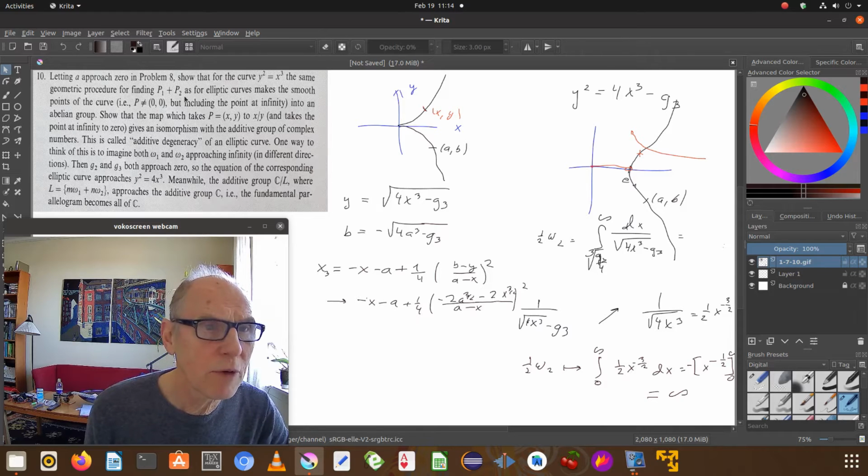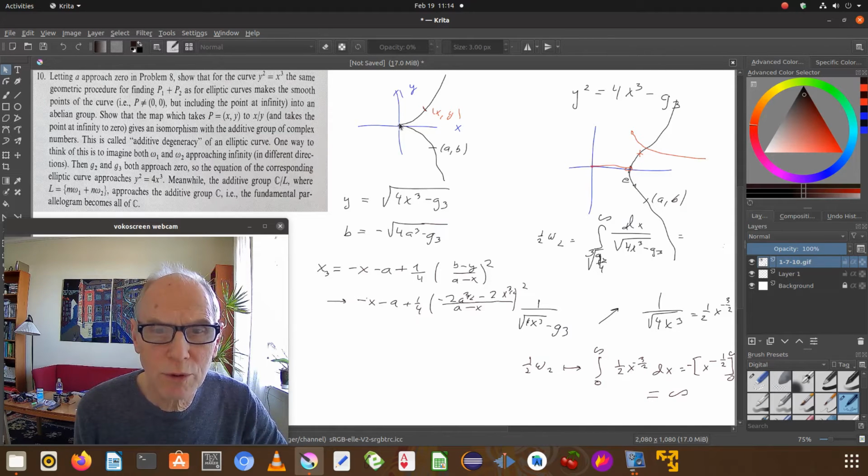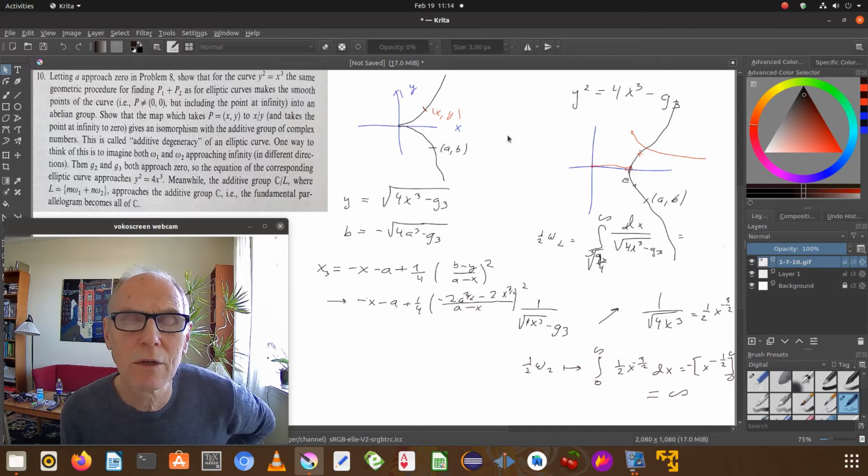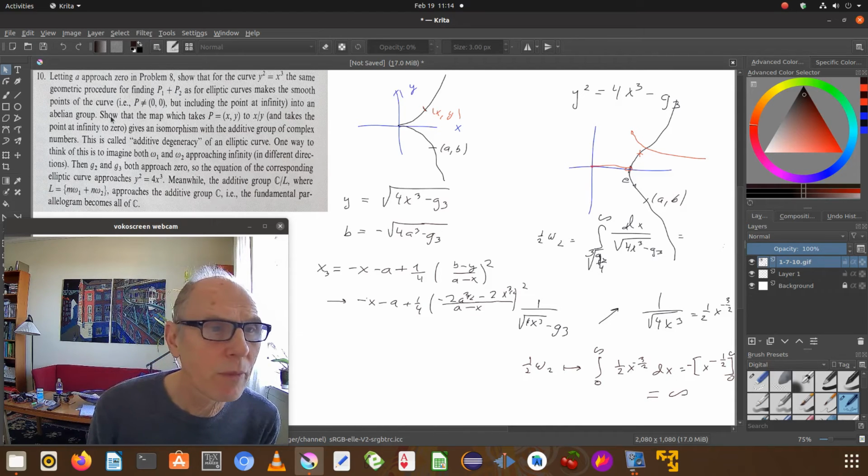So the same geometric procedure, smooth point of the curve. What's actually wrong with 0,0? I don't see anything wrong with that point, really. But never mind, we exclude it. Show that the map takes the point, gives an isomorphism of the additive group of complex numbers.